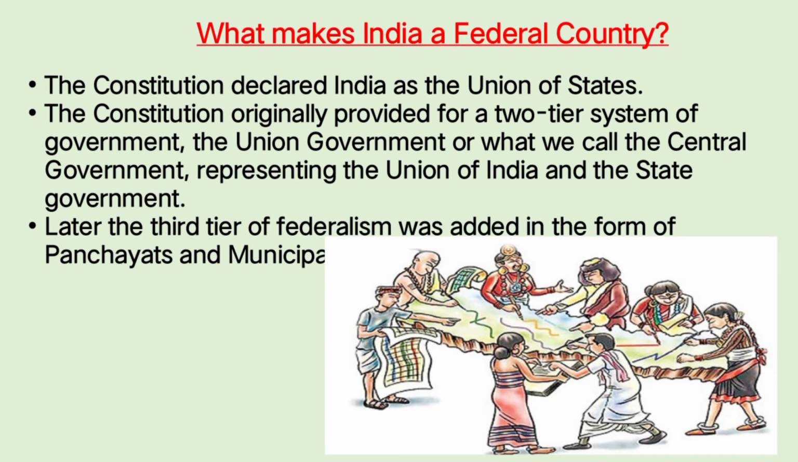What makes India a federal country? The constitution declares India a union of states. The constitution originally provided for a two-tier system, but the Panchayati Raj system has introduced a three-tier system. We call the central government the one representing the Union of India, and the state governments represent the different states. Later, the third tier of federalism was added in the form of panchayats and municipalities.